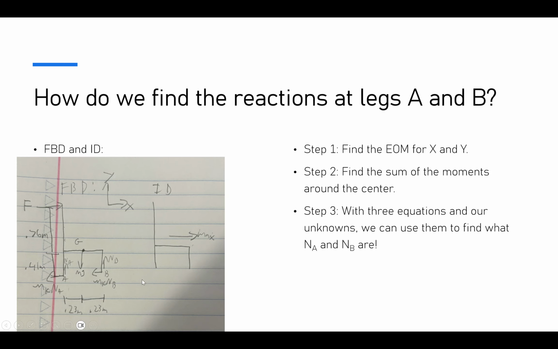And then, since we now have three equations with three unknowns, we can solve each equation one at a time to isolate each individual variable and then plug them back into each other to find what the normal reactions of A and B are. So it's a little more involved work, as there are three equations and three unknowns, but you can easily solve them by using substitution.